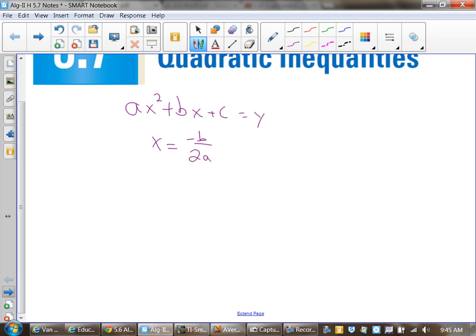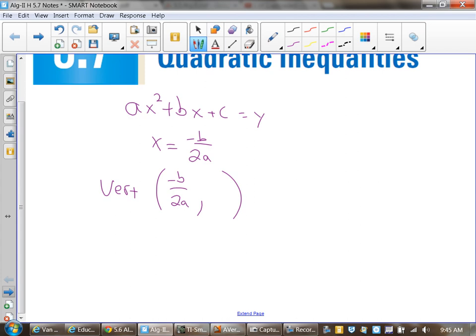Now, what else do you know about the axis of symmetry? Yeah, the vertex lies on it. That means the x-coordinate of the vertex is the opposite of b over 2a. Use substitution to get your value of y.